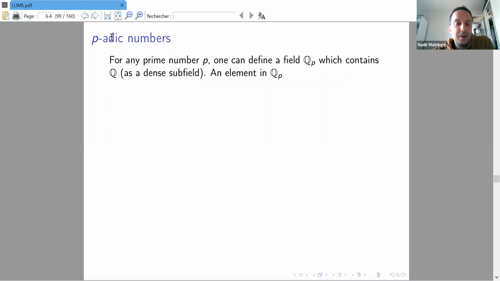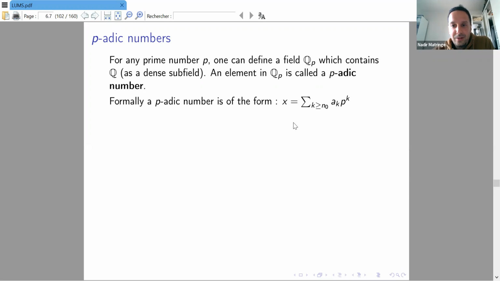So very explicitly, how can I write an element in Q_p, which is called a p-adic number? I can write it formally as a possibly infinite sum of the following form. It's the same form as real numbers, but instead of having negative powers of 10 here, you have positive powers of p, where the a_k, instead of being between 0 and 9, are between 0 and p minus 1.